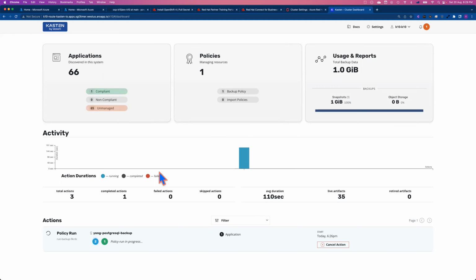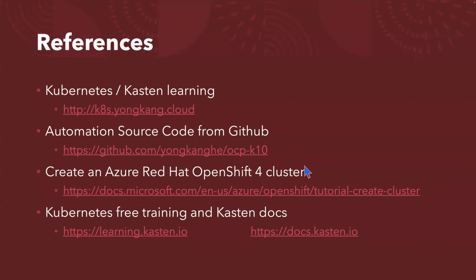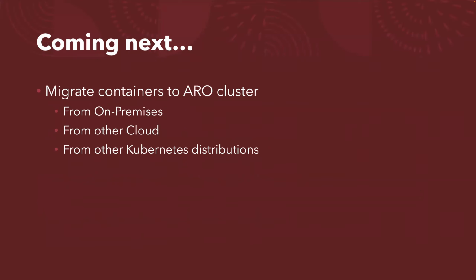Okay, so come back to the slide deck. I want to show you just one more slide. Coming next, I'm interested in showing you how to migrate containers from another cloud or maybe from other Kubernetes distributions. It could be from on-premises to an ARO cluster.